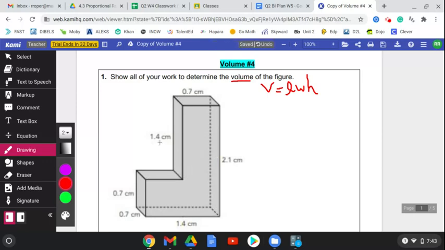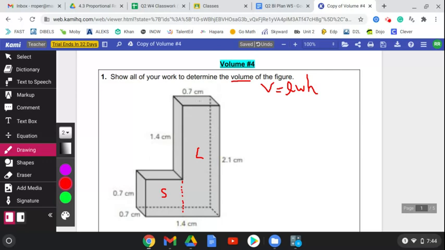Now, as you can see here, we have sort of this composite figure made up of more than one prism. We have a large prism and a small prism. And we can cut it right there, and I'll put L for large prism and S for small prism. So let's find the volume of the large prism and the volume of the small prism, and then add their volumes together to get the volume of the entire figure.